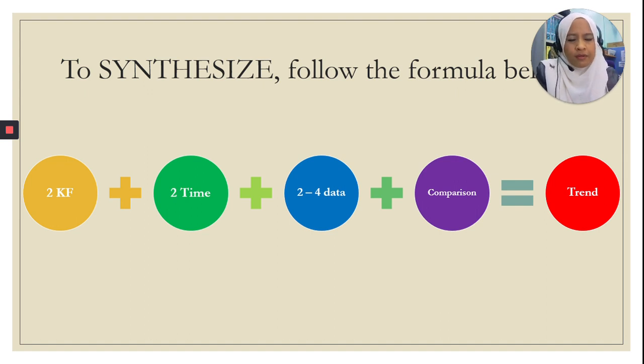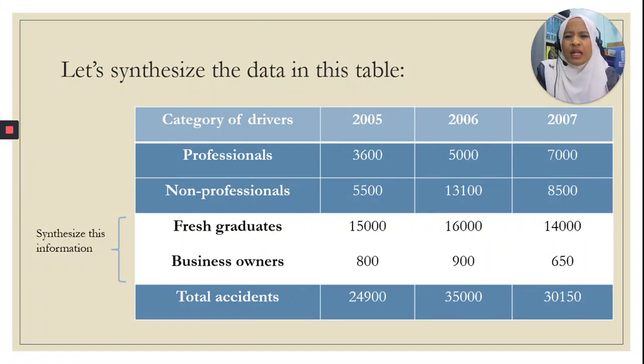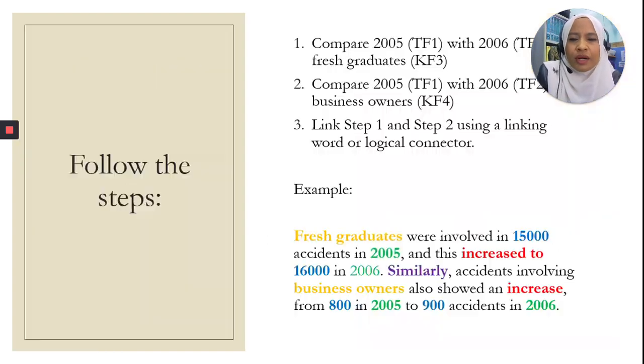Now, let's have a look at how you do this. Let's synthesize the data in this table. I'm using the same table that I gave you before, but we are only going to look at two key features, which are fresh graduates and business owners. And we're going to look at it within the years 2005 until 2007. So you actually have 1, 2, 3, 4, 5, 6 data that we're going to look at. So how are we going to do this and put them into one sentence? Is it one sentence or can it be more? Now let's have a look.